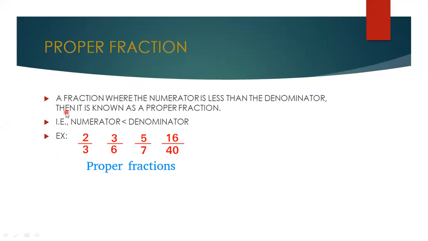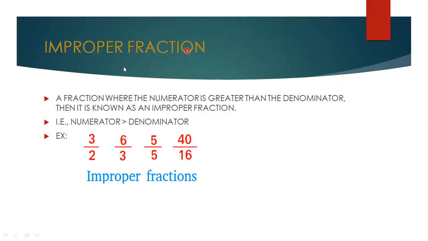Let us see proper fraction. A fraction where the numerator is less than the denominator is known as a proper fraction. So that means the numerator should be lesser than the denominator. The above part should be small and the below part should be bigger. See the examples 2 by 3, 3 by 6, 5 by 7, 16 by 40. In all of these the numerator is a small number and the denominator is a bigger number. This kind of fractions are called proper fractions.